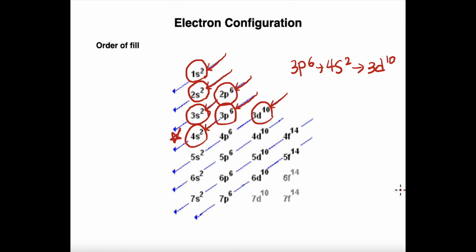It would be nice to memorize the order of fill for your test. However, if you forget, you can quickly write down the orbitals and just cross diagonal lines through them like the picture above, and that will quickly show you the order of fill.